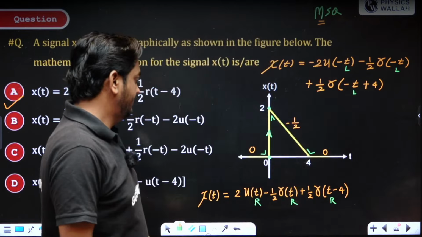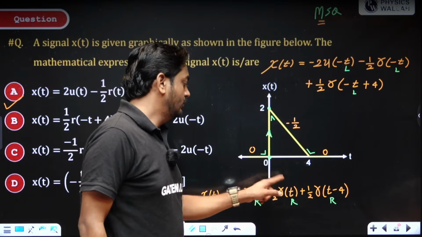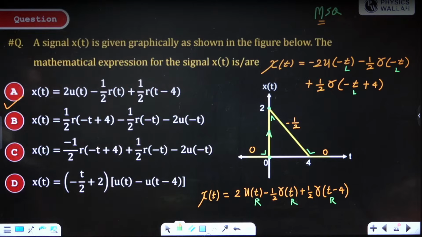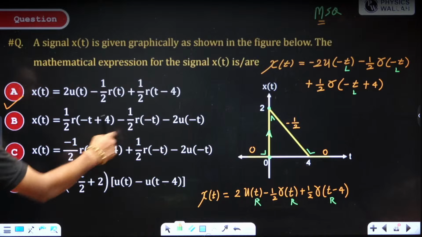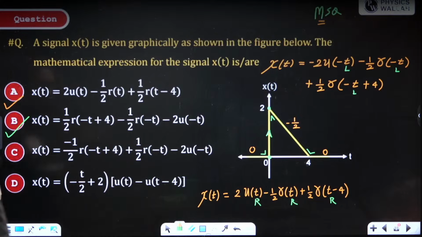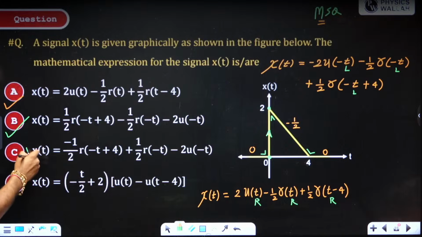So this is the representation as a left-sided signal. So first, for the step, change the opposite sign outside the bracket and inside the bracket. For the ramp, only the opposite sign inside the bracket. So 1 by 2 r of minus t plus 4, minus 1 by 2 r of minus t, minus 2 u of minus t. So option B is also correct here. Option B, you can see, is correct, guys. So we see option C is wrong.